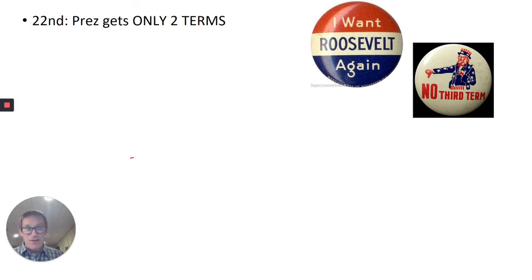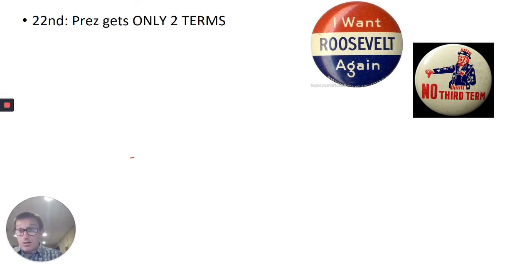So just shortly thereafter, Congress got together and said, I don't know that we really want somebody to be president for more than 2 terms, and they passed the 22nd Amendment. How do you remember that? There's a lot of 2's in the number 22, and that means 2 terms. Only 2 terms because of the 22nd Amendment.